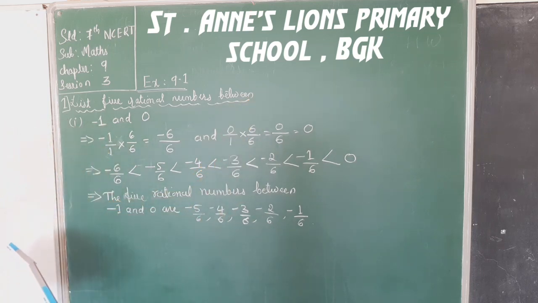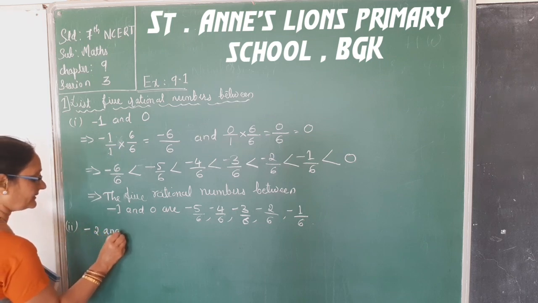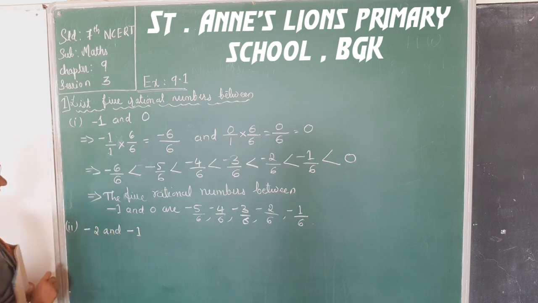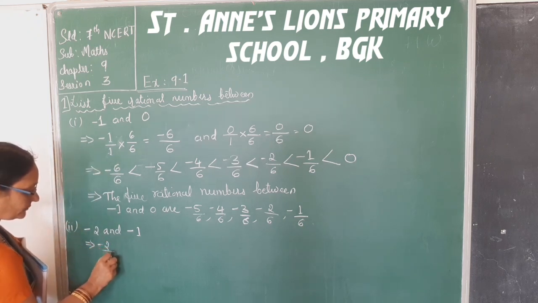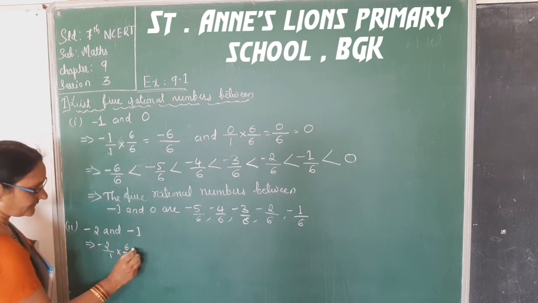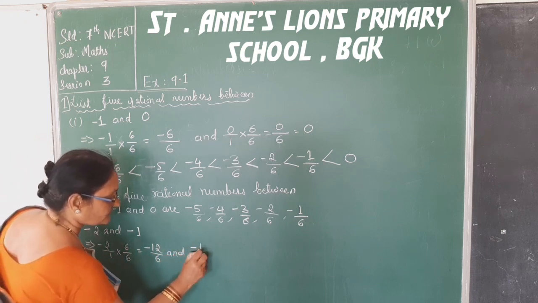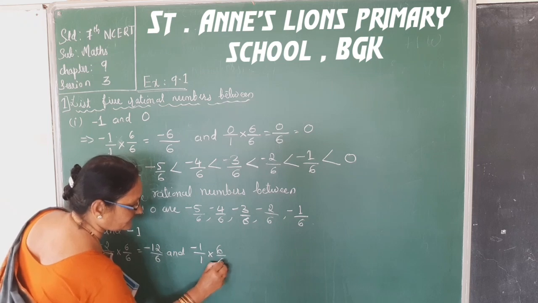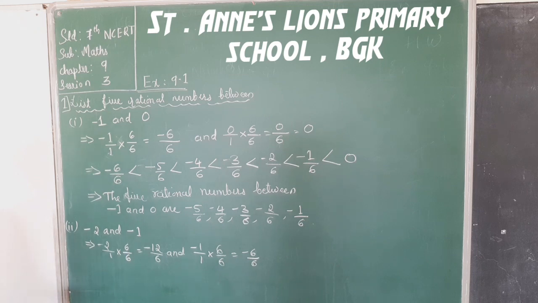Next, the second one, same type: minus 2 and minus 1. Now the same process will continue. Minus 2 by 1 into 6 by 6 is minus 12 by 6, and minus 1 by 1 into 6 by 6 is minus 6 by 6. So now we will write minus 12 by 6. Follow this same method.